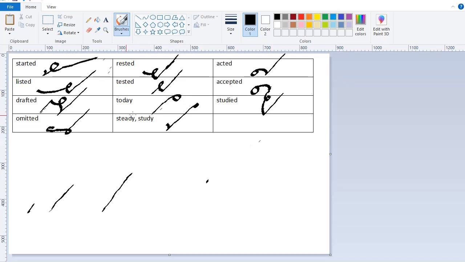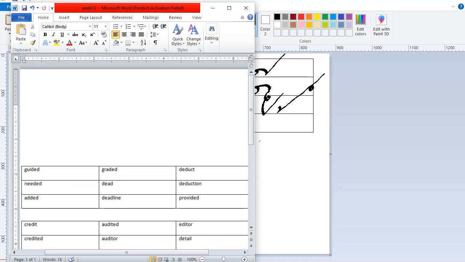Next, we have studied. So, we have the study there. Now, we have studied. So, we have stud. We have S, TD, and then E. And then D. So, that's how you do studied. Okay? So, ayan. Next, let's move on to our next set of words, which is yung ating dead words. Dead naman ngayon.